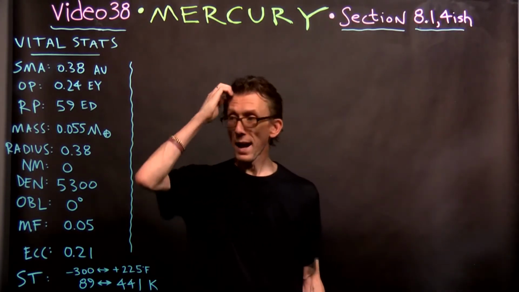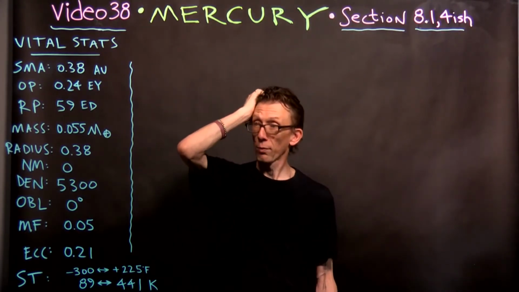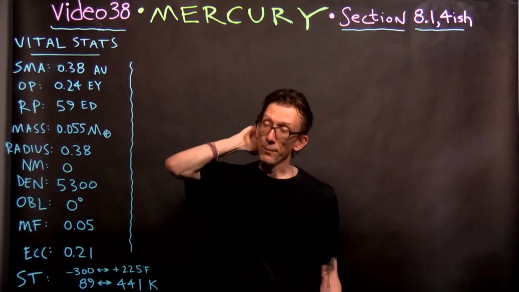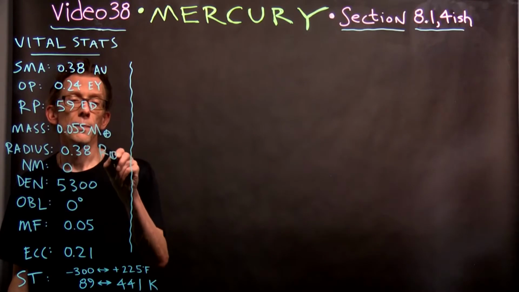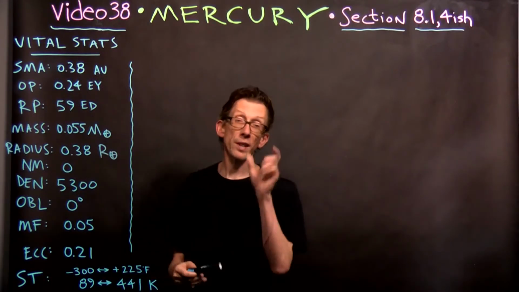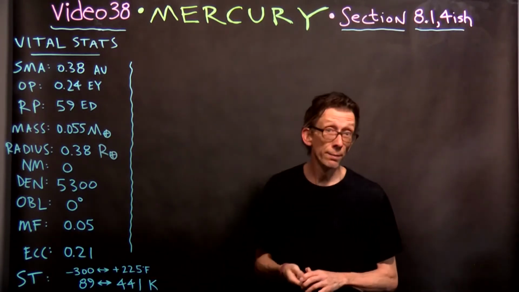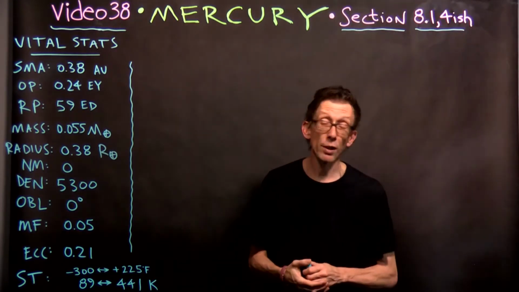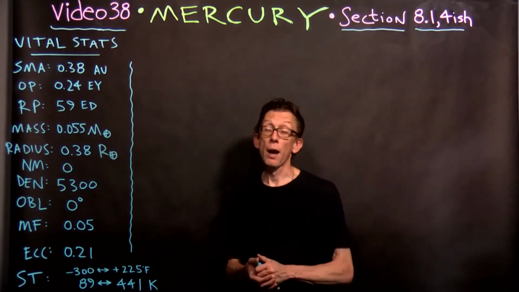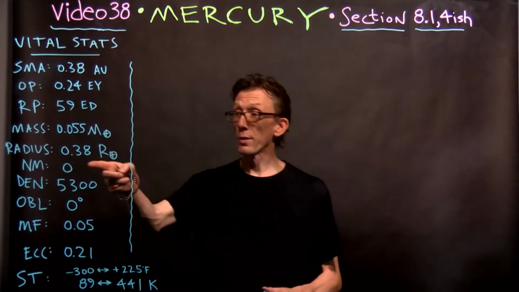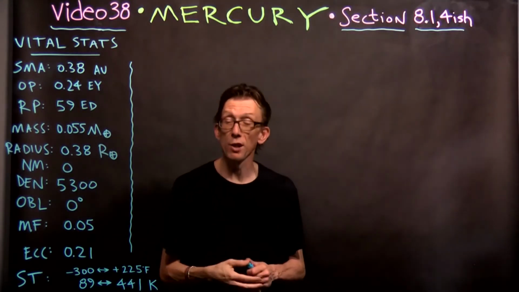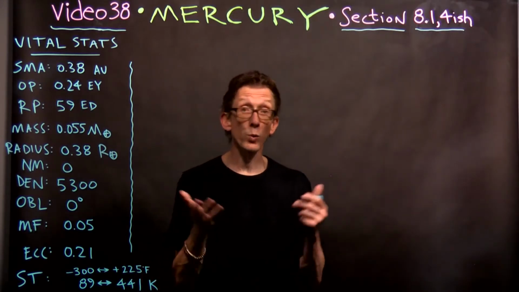It's not very much mass, 0.055 Earth masses. The radius is 0.38 Earth radii. So it's about 40% the diameter of the Earth. So it's bigger than the moon, but not by a whole lot. It's got no moons. Number of moons is 0. The density is just slightly less than that of Earth, so it's rocky.